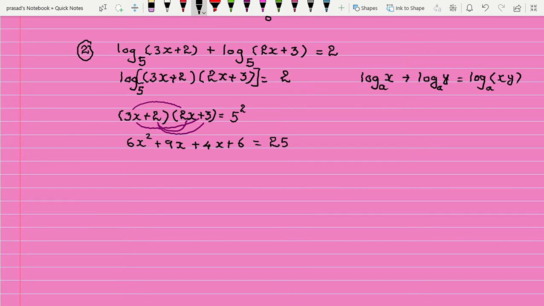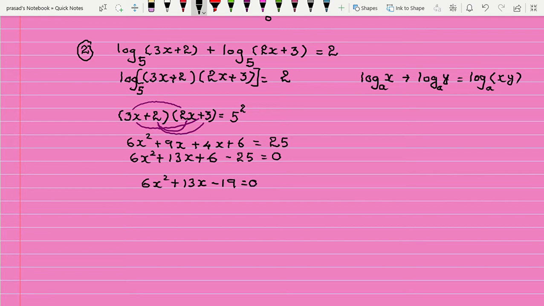Okay, so what did you get? 6x square plus 13x plus 6 minus 25 is equal to 0. Taking 25 on the other side, which gives you 6x square plus 13x plus 6 minus 25, that is negative 19, is equal to 0.